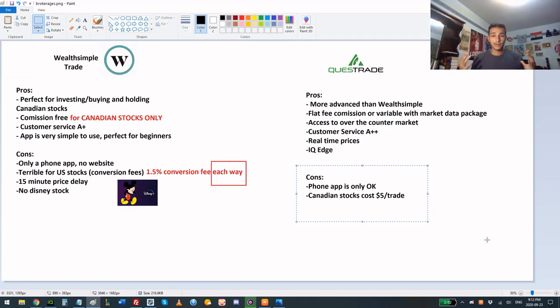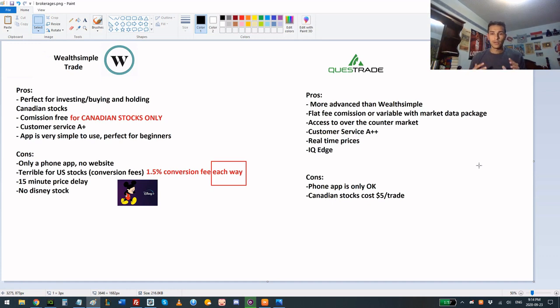Questrade's cons: their phone app is only okay. It's not as good as Wealthsimple's at all, but it does the job. It's very straightforward. I don't enjoy using it. I don't really use it. And their Canadian stocks cost money, unlike Wealthsimple where it doesn't, right? And the reason why I trade Canadian stocks with Questrade is because I got their market data package.